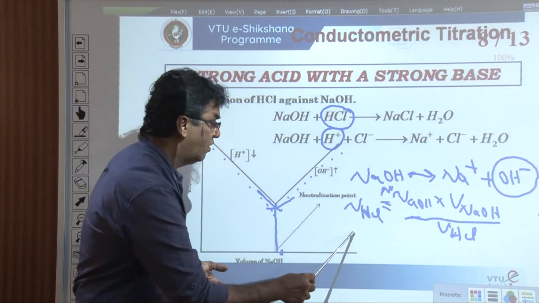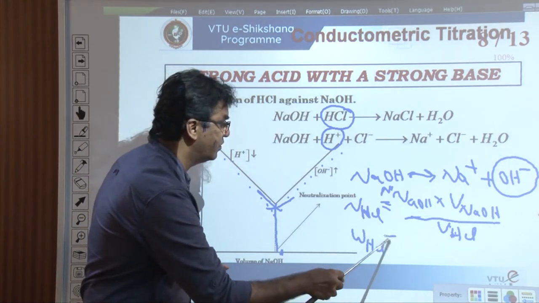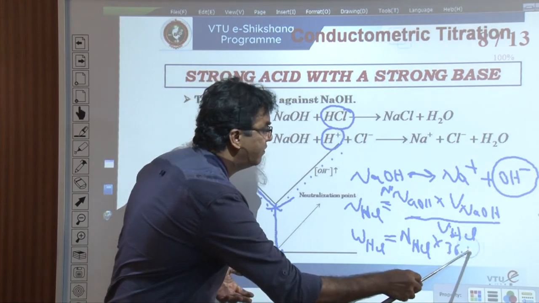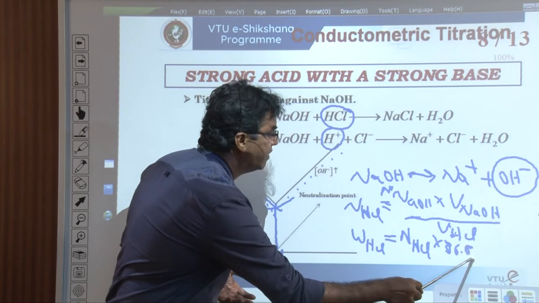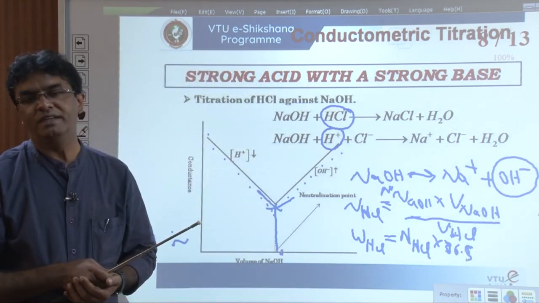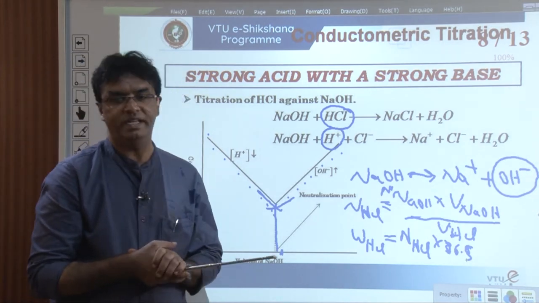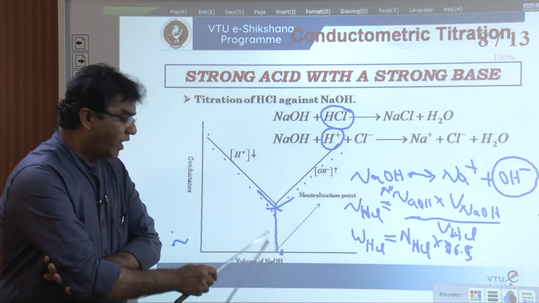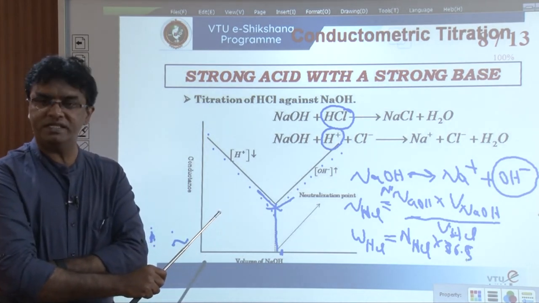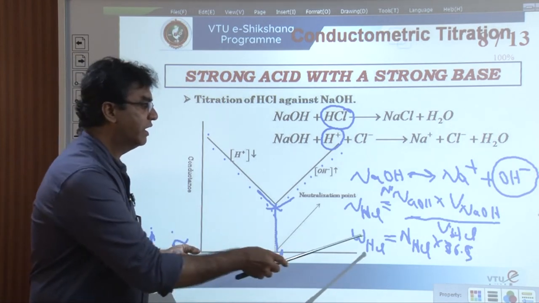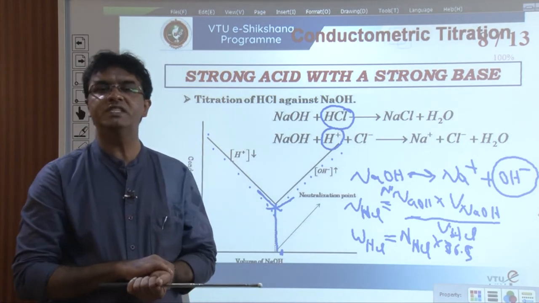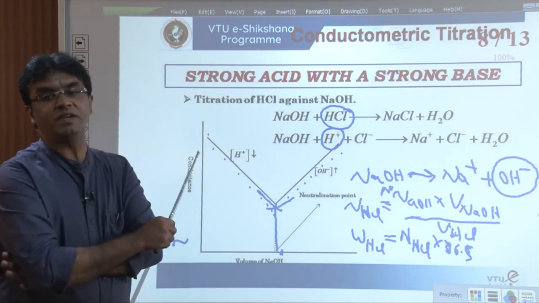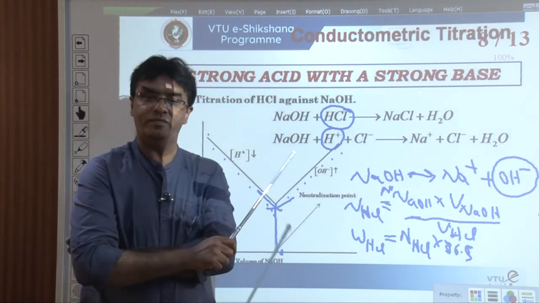Once you know the normality of HCl, weight of HCl per dm cube is equal to normality of HCl into its equivalent mass, that is 36.5. Thereby you can find out the normality of HCl as well as weight of HCl per dm cube. This is how conductometrically you can find out the volume of NaOH required to neutralize 50 ml of the HCl or 25 ml of the HCl, however much you take. By using that you can estimate HCl. So this is how estimation of HCl can be done by using conductometric titration, and this is one of the examples of conductometric titration of strong acid versus strong base.